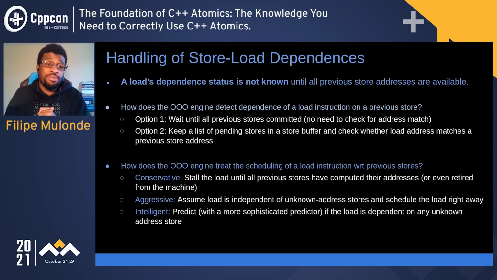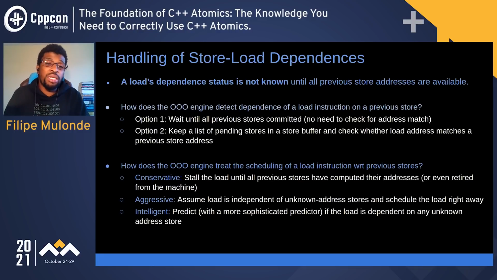So we have some questions here. How does the out-of-order engine detect the dependence of a load instruction on previous stores? We have 2 options. The first option is to wait until all previous stores have committed, so there is no need to check for address match. Option 1 is not good for performance. Why? Well, because we need to wait until all previous stores have completed. For example, if we have 15 stores, we need to wait until all these 15 stores complete so that we can dispatch the load instruction. But this is not good. Why? Because maybe the load does not depend on the previous stores.